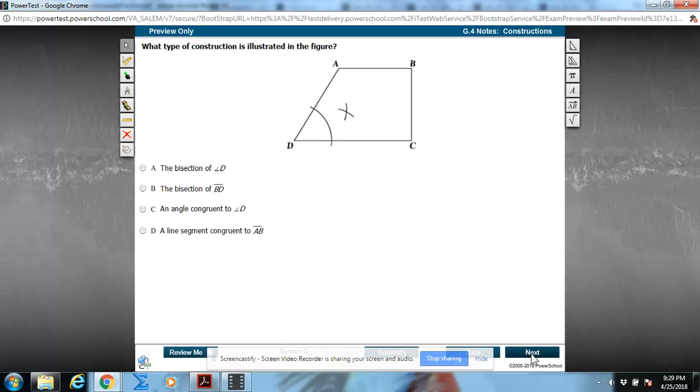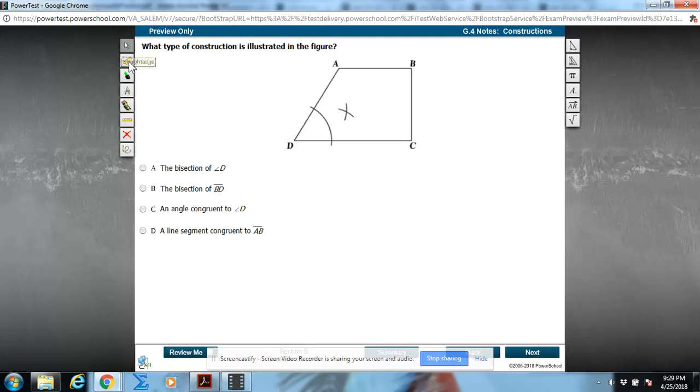Okay, here's another way they could present angle bisector style constructions. It says, what type of construction is being illustrated in the figure? So they have not finished this construction. They've done a couple steps and they want to know, what are we building? Okay. Is it the bisection of angle D?